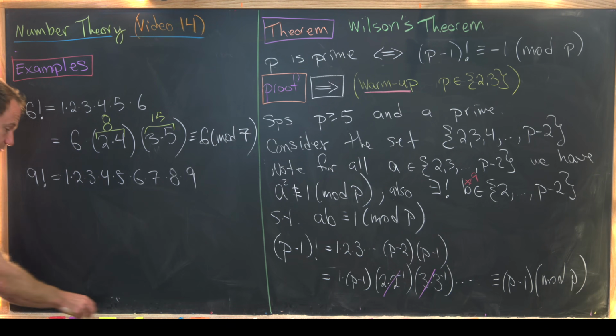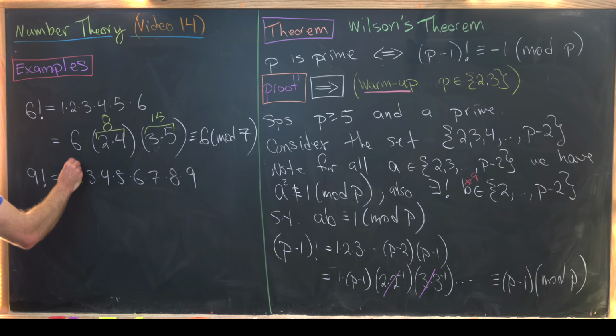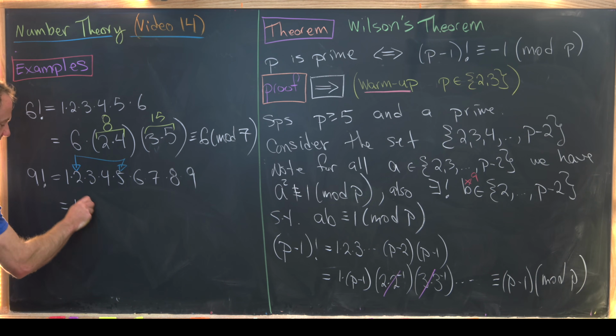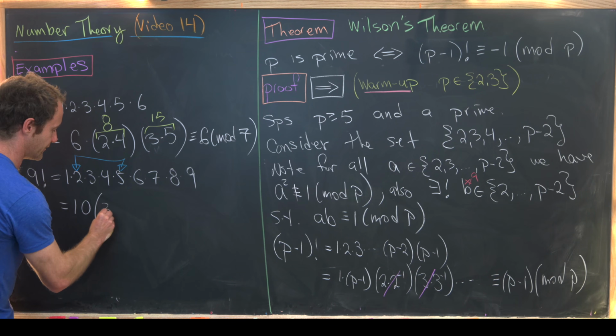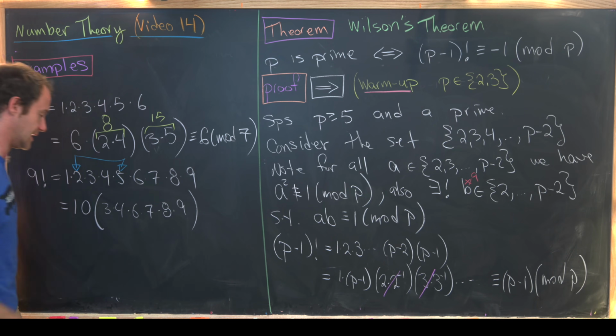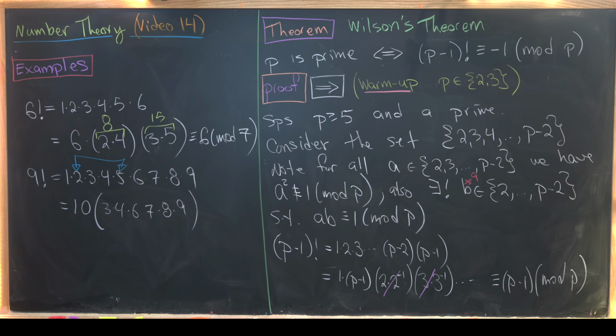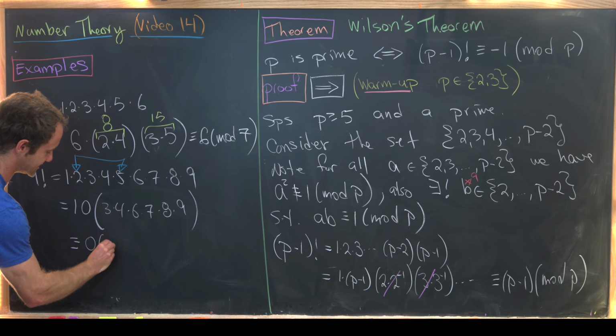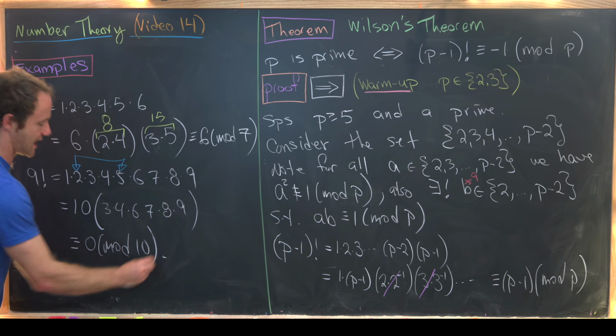Now, like I said, we're working modulo 10, but there's a bunch of ways that you can multiply numbers in here and achieve a multiple of 10. Notice we can take 2 times 5. That'll leave us with 10 times a bunch of other stuff. What's left over? Well, we've got 3 times 4 times 6 times 7 times 8 times 9. But the important thing is we have a multiple of 10 here, which means when we reduce mod 10, we get that this is 0 mod 10.